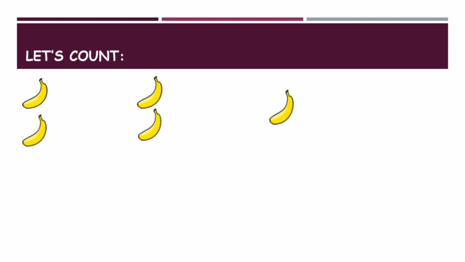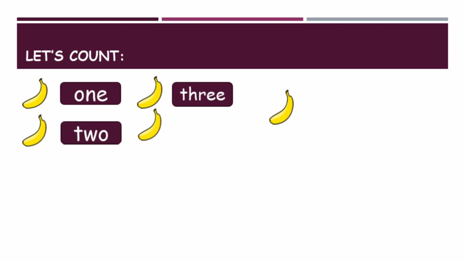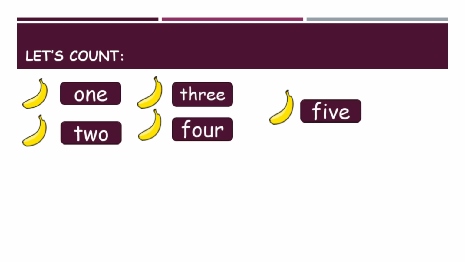Now please count with me. How many bananas do we have here? Shall we count? 1, 2, 3, 4, and 5. 5 bananas. And as you can hear here, there is an S at the end, okay? So that means this noun is a regular plural, okay?